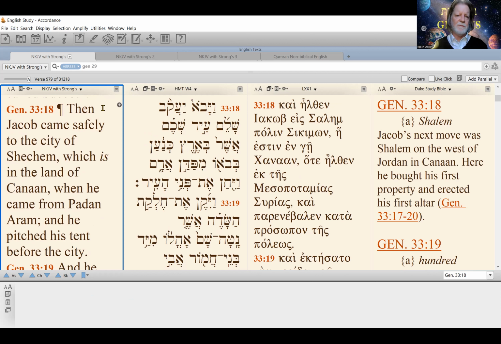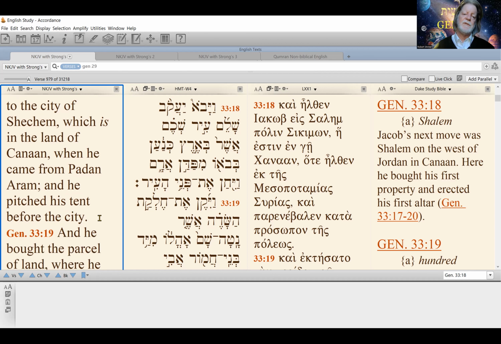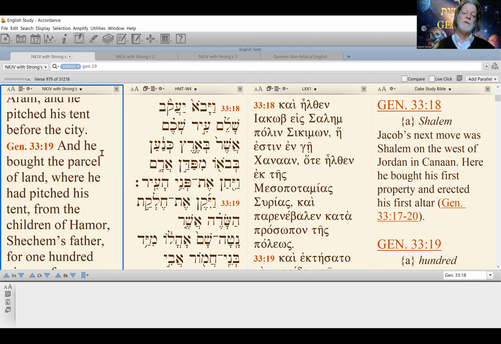Verse 18, then Yaakov came safely to the city of Shechem, which is in the land of Canaan, when he came from Padan Aram, that's in Haran, up there in Syria, and he pitched a tent before the city. Now, that doesn't mean he has to, because he's going to be a wandering shepherd, but it's because he built his house and his booths in Sukkot. Now he's moving to a different place. So he pitched his tent before the city, in close proximity.